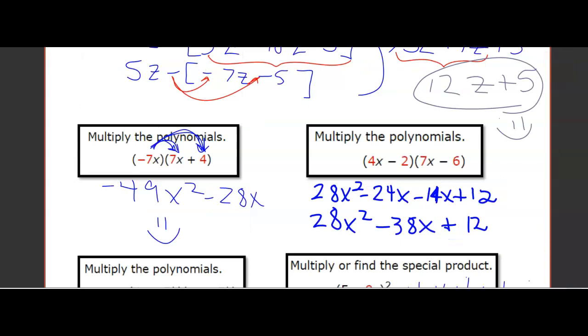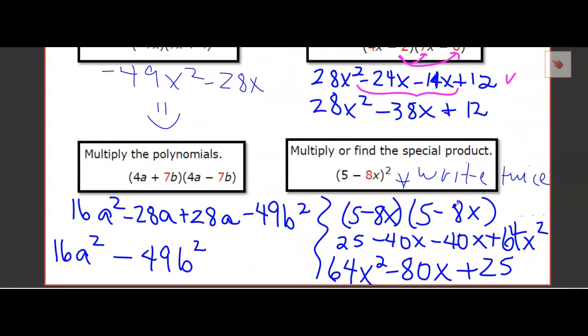Okay, so let's look at the results of these operations. Using the FOIL method to multiply 4x minus 2 times 7x minus 6, we distribute the 4x to the 7x, the 4x to the negative 6, and then the negative 2 to the 7x, and the negative 2 to the negative 6. We should get 4 terms, the 4 terms you see below, and the 2 inside terms I can combine to get a negative 38x. So 28x squared minus 38x plus 12 would be the result.